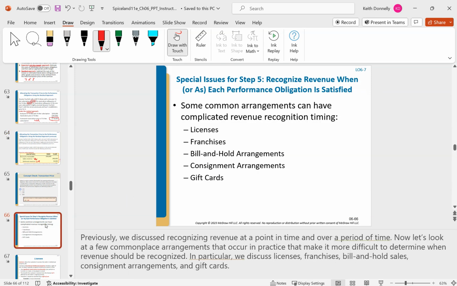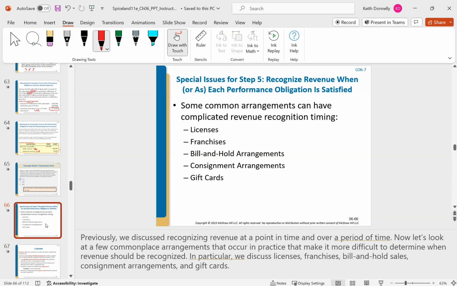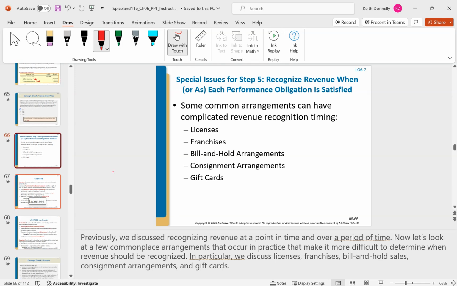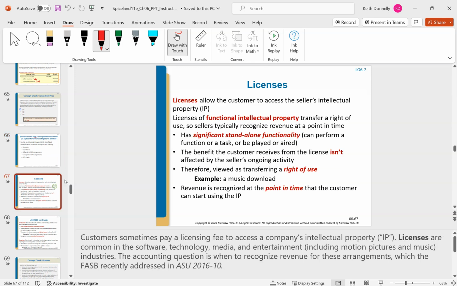All right, then they have some nuanced situations here. This is in step 5, figuring out the performance obligation. Let's talk about these. We'll start with a license. This is normally associated with intellectual property. We own this intellectual property, and we are going to let you, the customer, use it. We own a song, the media, and we're going to let you use it in your movie. We will give you a license to use it.